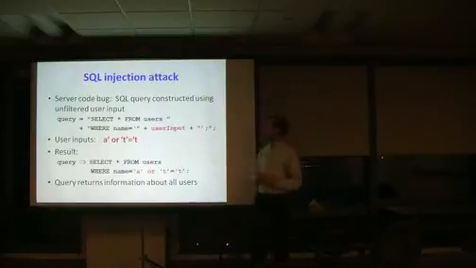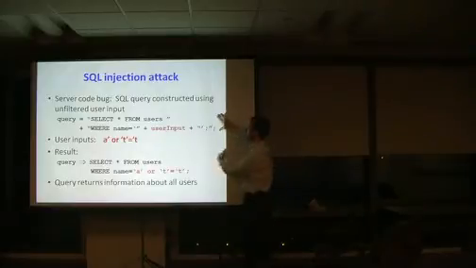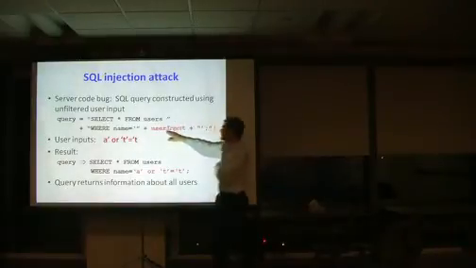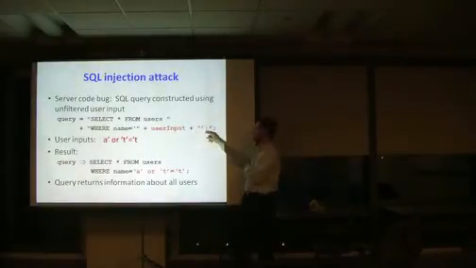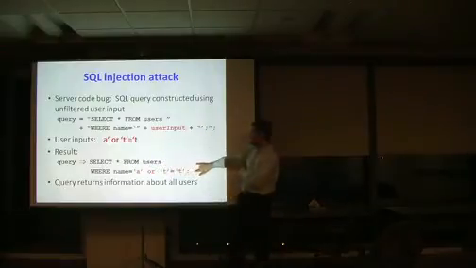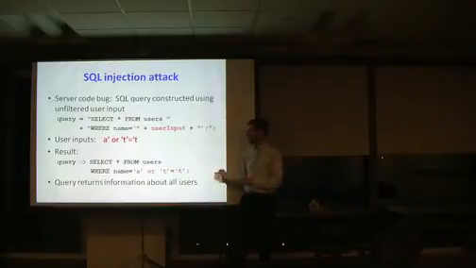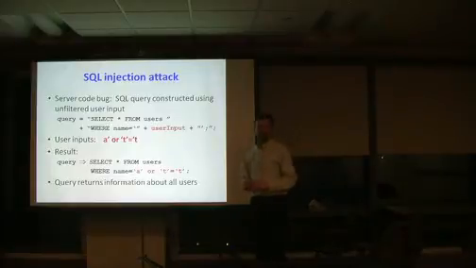First, let's talk about security. This is an example of SQL injection. We have a bug in server code that creates a SQL query using unfiltered input. Here is the code from the server. It says the query is select star from users where name equals user input, and then you close the quotes and semicolon, and it's all great. But the user inputs this. And now, here is the value of query, where name equals A or T equals T. So this returns all the information in your entire database. This is not what you want to happen.